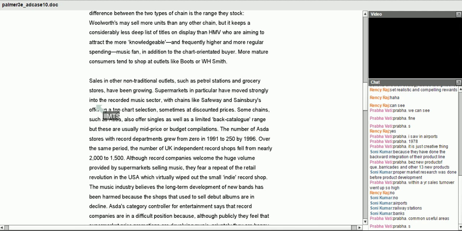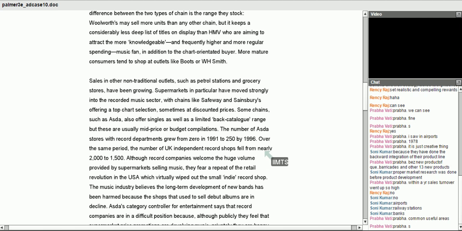Supermarkets in particular have moved strongly into the recorded music sector, with chains like Safeway and Sainsbury offering a top chart selection, sometimes at discounted prices. These services are offered in the UK only. Some chains such as Asda also offer singles as well as a limited back catalogue range, but these are usually mid-price or budget compilations. The number of Asda stores with record departments grew from 0 in 1991 to 250 by 1996.